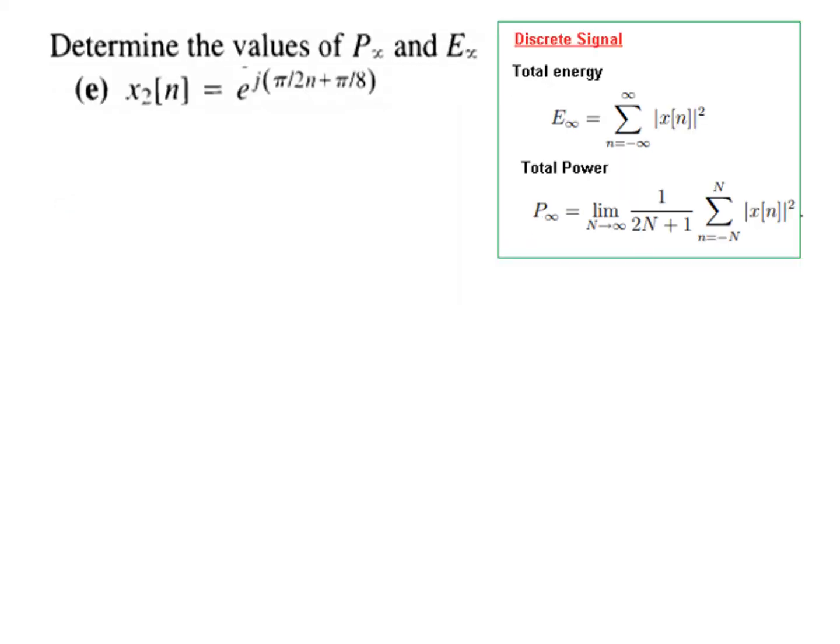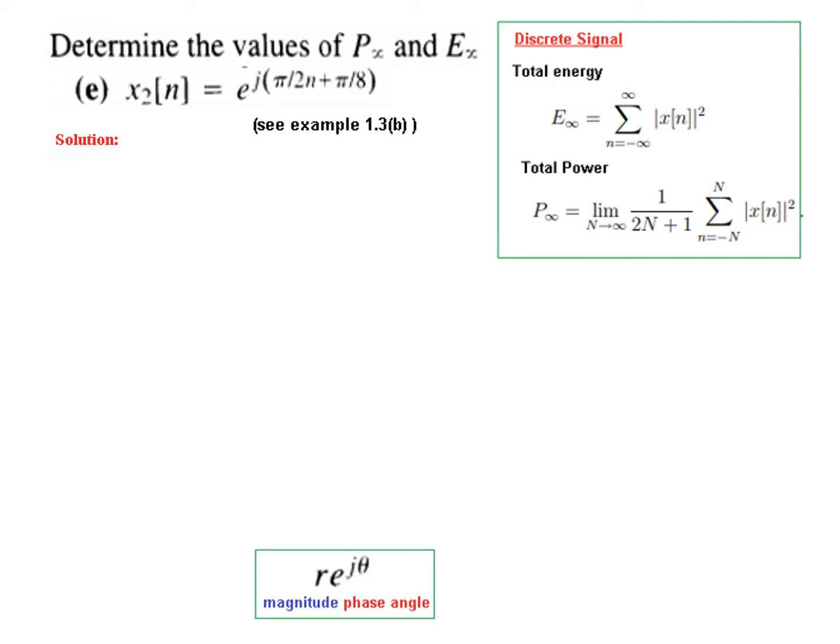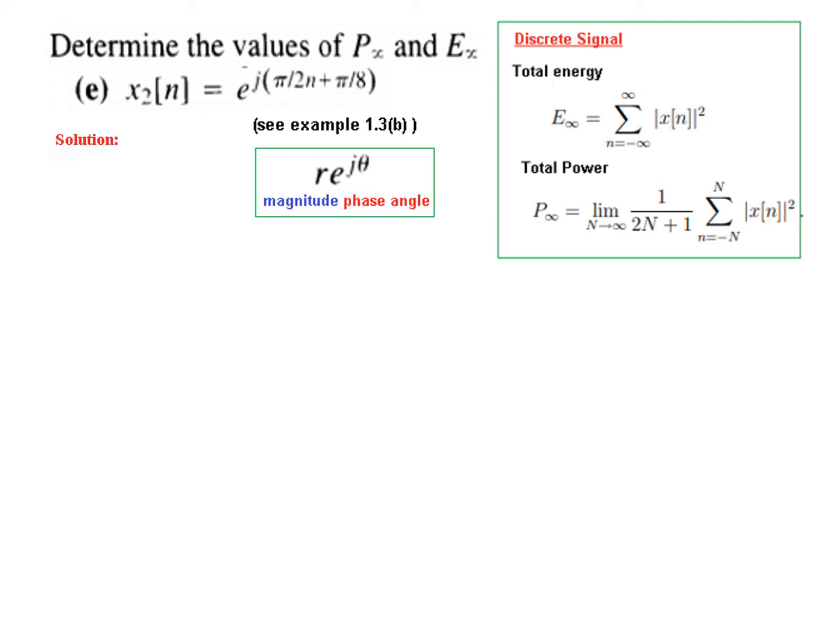Okay, the next signal is a complex exponential signal. You can see there is a j here. That means this signal is a complex exponential signal. If you see example 1.3b in the previous video, your concept will be more clear. But anyway, we'll proceed with this. This can be written in the form r e raised to the power j theta, where r is the magnitude. In our case the magnitude is 1, and theta represents the phase angle. So the magnitude of x2[n] is equal to 1.